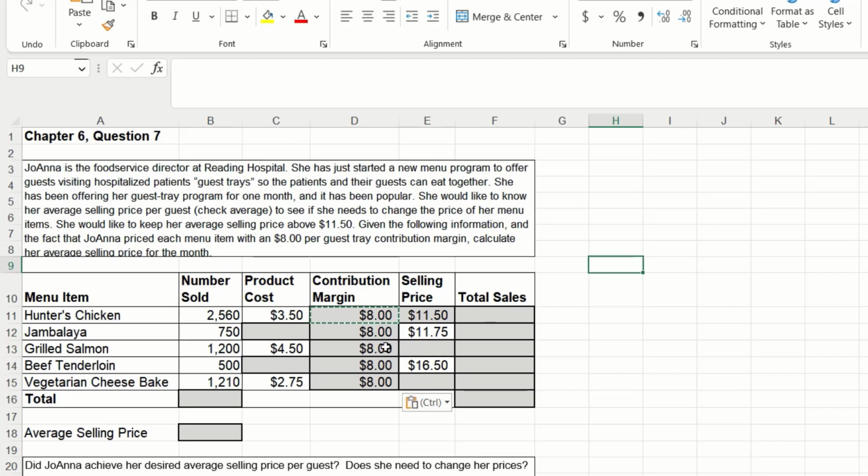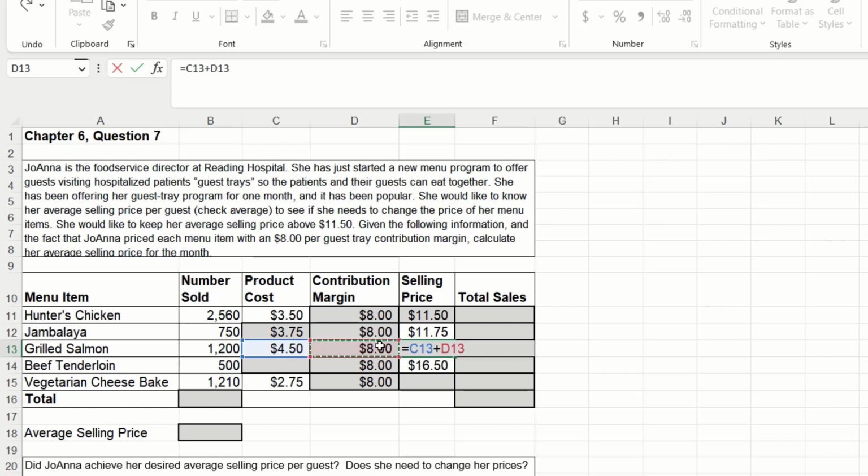So we can back out. Let's back out our jambalaya. Okay, we know that we're selling it for $11.75, and we have a contribution margin of $8. So we do have a product cost of $3.75. Again, our grilled salmon, $4.50 plus the $8 equals a selling price of $12.50. And on our beef tenderloin, we know we can take our selling price and back out our contribution margin to get our product cost of $8.50.